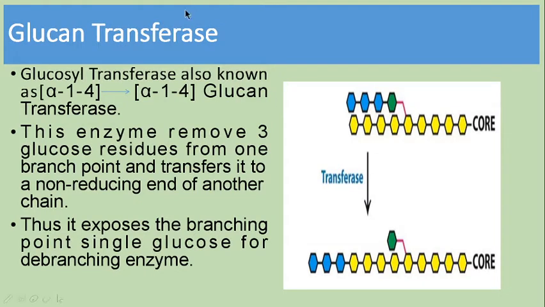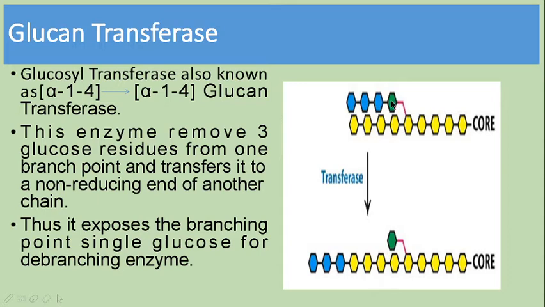The next enzyme is glucose transferase. It's also called alpha-1,4-1,4 glucose transferase, or glucosyl transferase. The role of this enzyme is to remove a fragment of 3 glucose residues. It will transfer 3 glucose residues from one branch point to the non-reducing end of another chain, exposing the alpha-1,6 glucose residue.